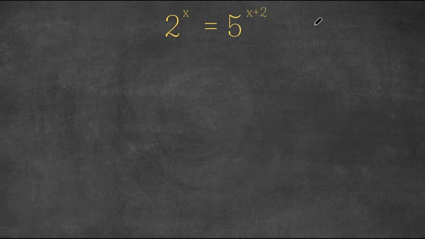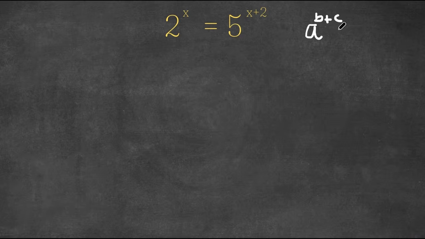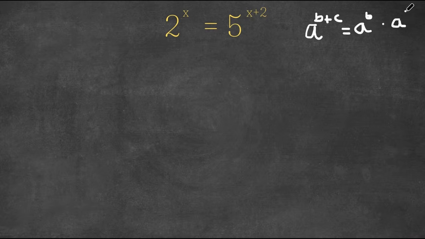And remember, let's say we have a to the power of b plus c. An important property of exponents is that we can change this into a to the power of b times a to the power of c. Because remember, when we're multiplying exponents, we add these two. So all we're doing is we're simply reversing this. So that's what we're going to do to 5 to the power of x plus 2. We're going to reverse it back to its original form and expand it.